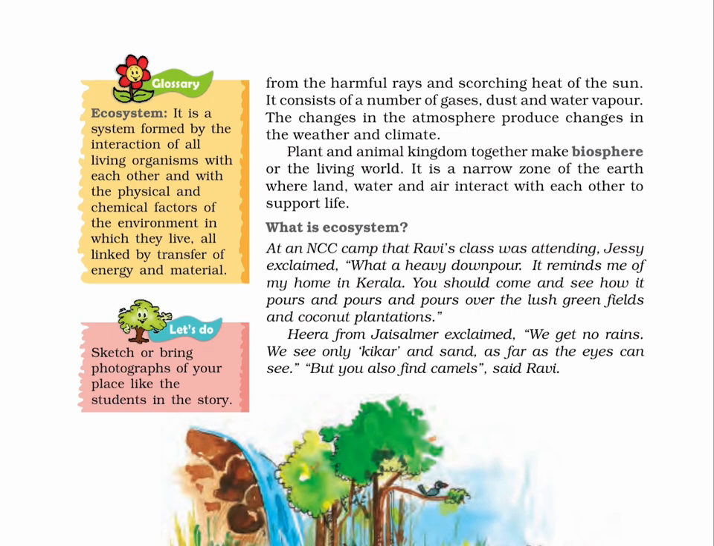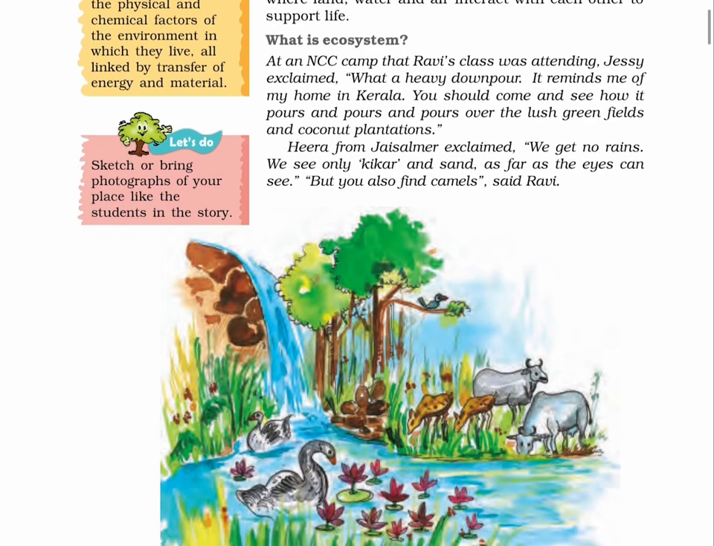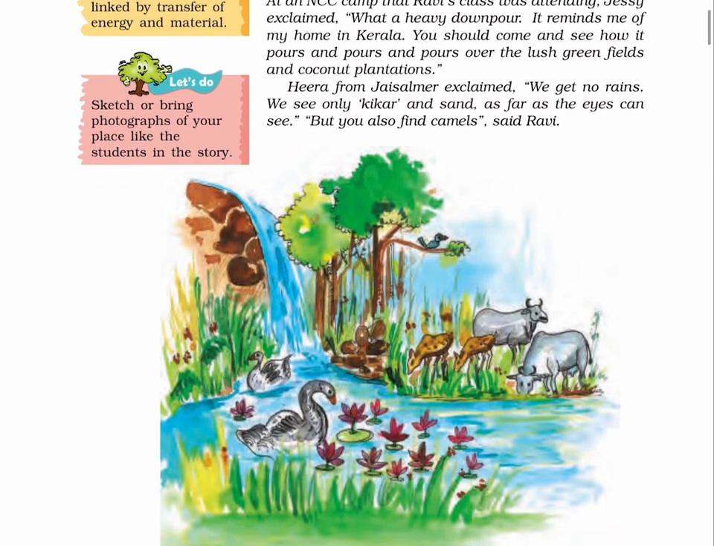Glossary. Ecosystem. It is a system formed by the interaction of all living organisms with each other and with the physical and chemical factors of the environment in which they live, all linked by transfer of energy and material. Let's do. Sketch or bring photographs of your place, like the students in the story.